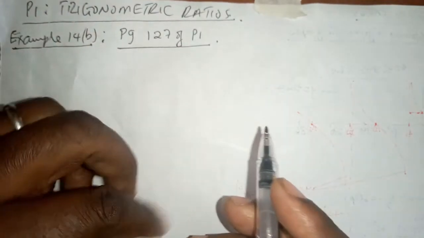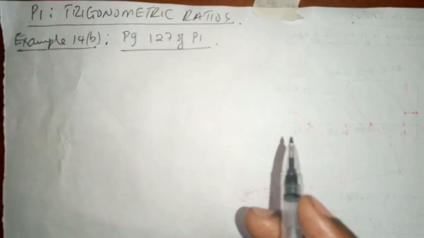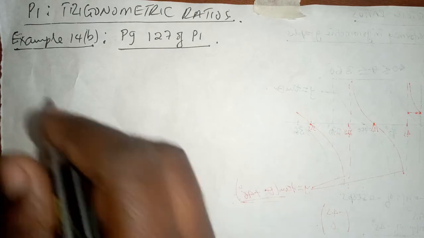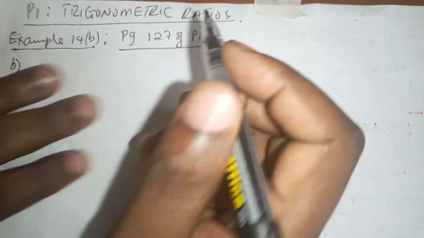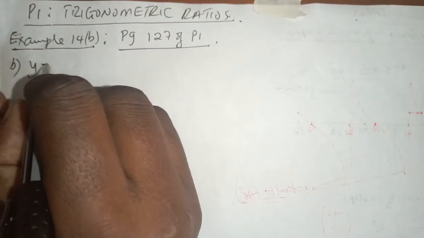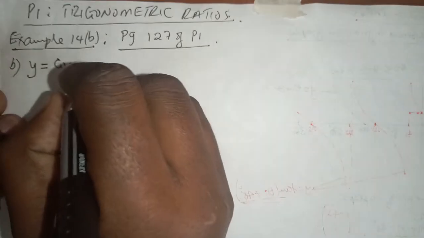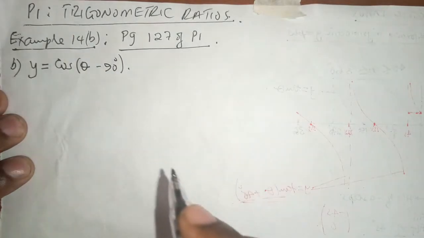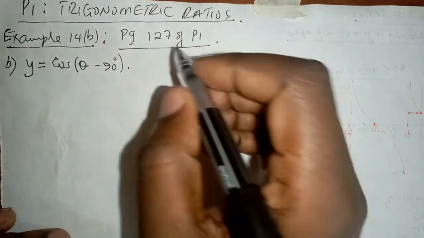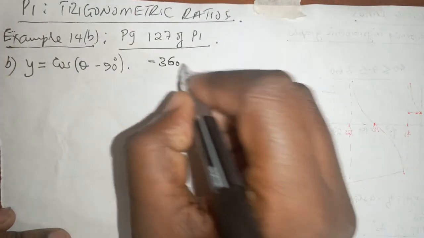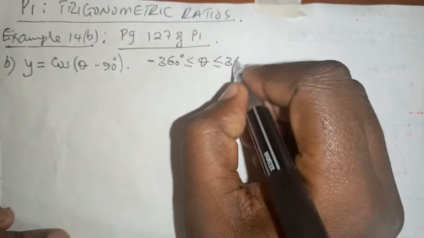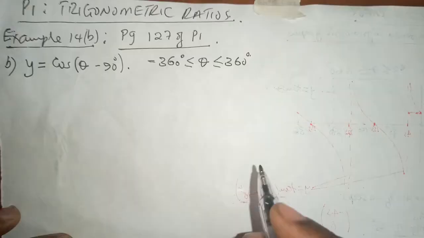Let's explain example 14b of Pure Mathematics 1 on page 127. And again, we're still looking at the subtopic of transforming trigonometric graphs. In part B, we are going to sketch the graph of y equals the cosine of theta minus 90 degrees, in the range of negative 360 degrees all the way to positive 360 degrees.